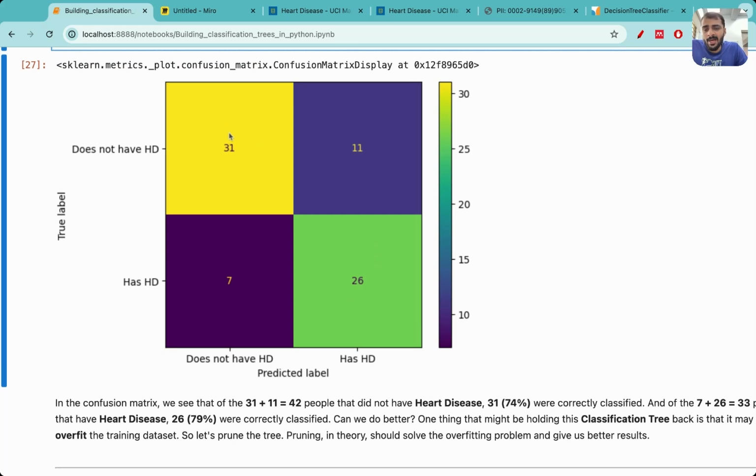The second quadrant to look at is the yellow quadrant. Here you will see that the predicted label is does not have heart disease, and the true label is also not having heart disease.